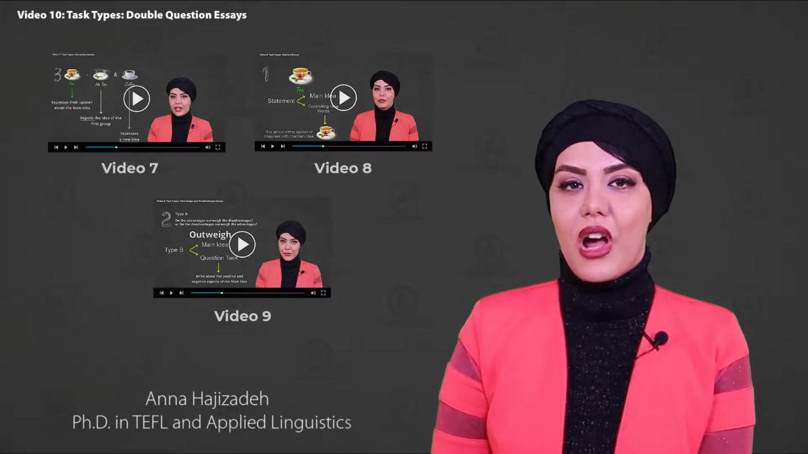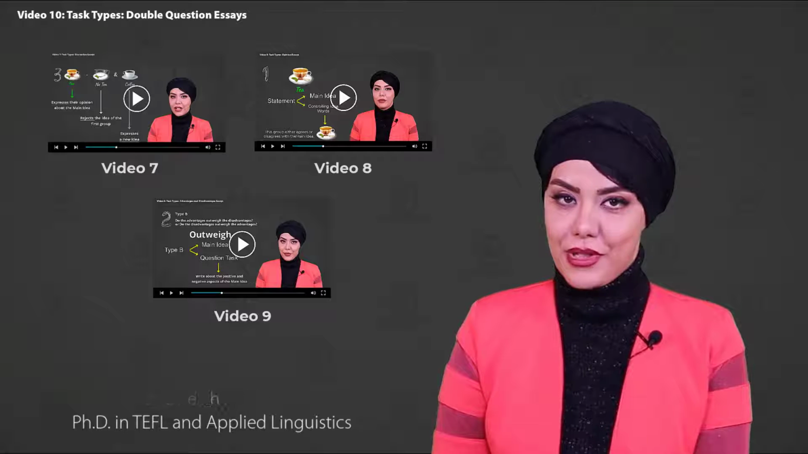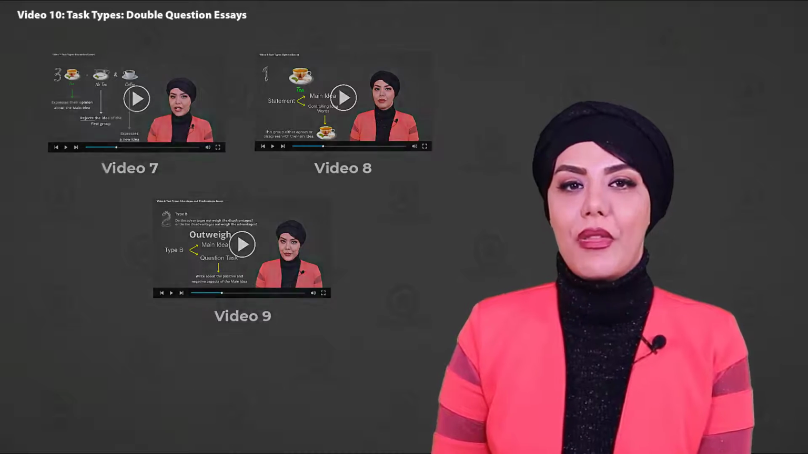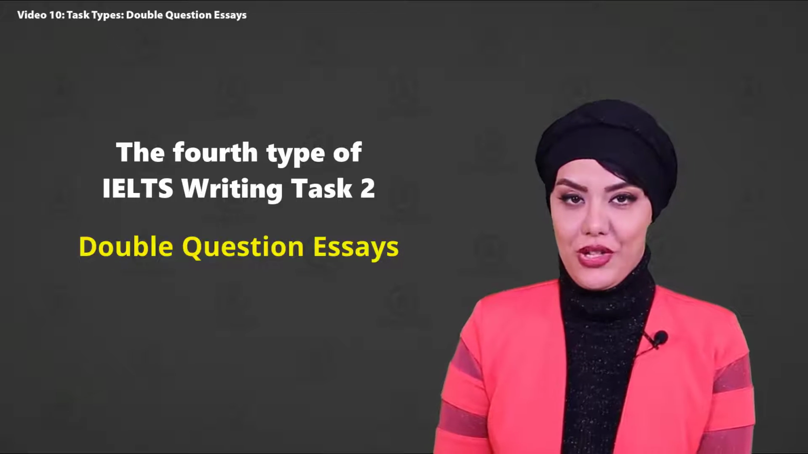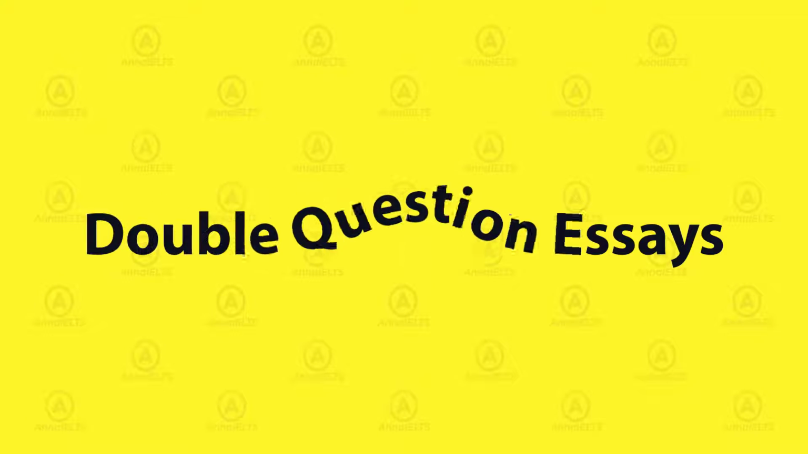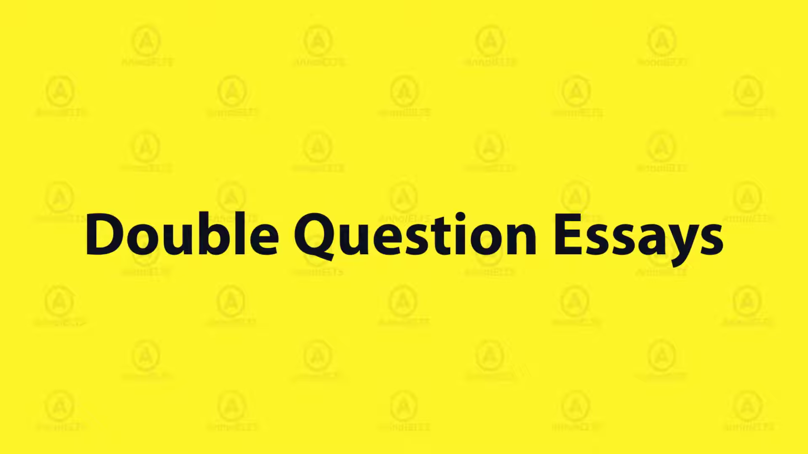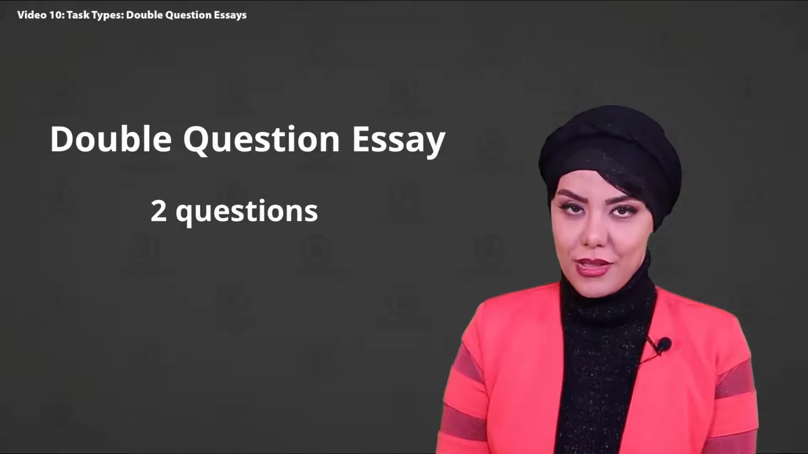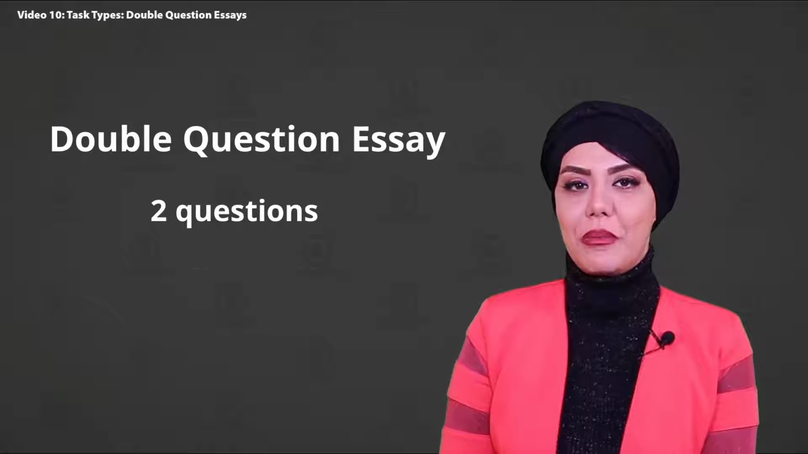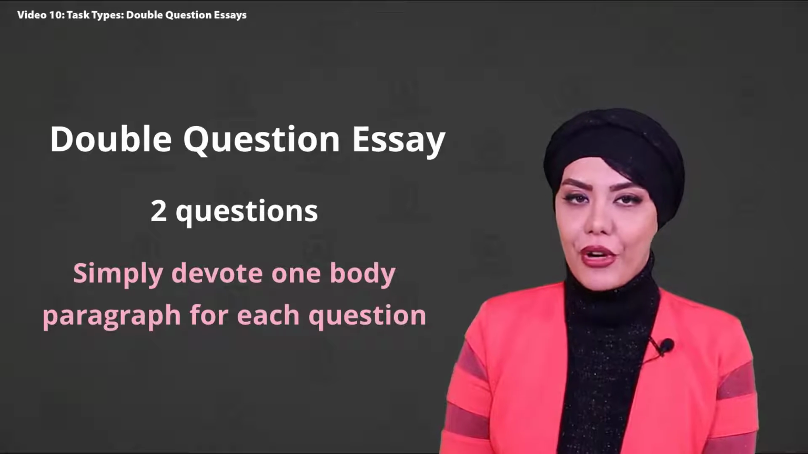In previous videos, I talked about IELTS task types. In this video, I want to talk about the fourth type of IELTS writing task 2, double question essays. The first type of IELTS writing task 2 is called double question essays, which include 2 questions. The safest approach is to simply devote one body paragraph for each question.